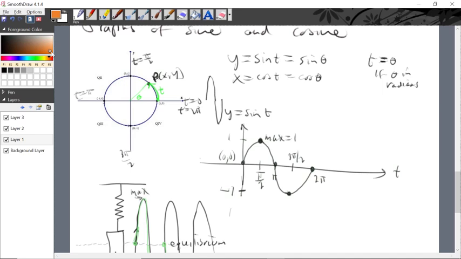Now, after that one complete cycle, the entire pattern is going to repeat again. It's just going to repeat again and again, in both directions. If this is simple harmonic motion, right? No damping here. It's just going to continue. All right. So this is the graph of y equals the sine of t.